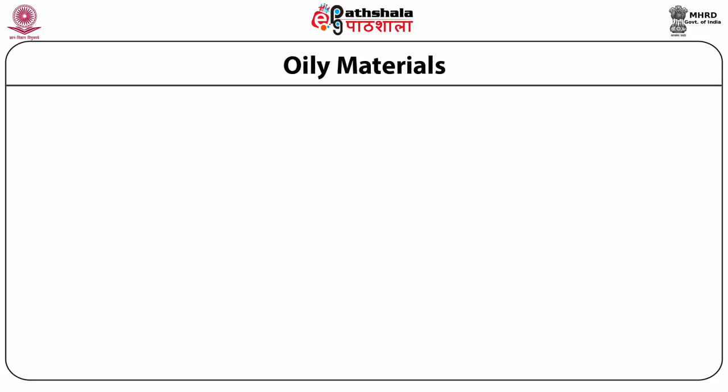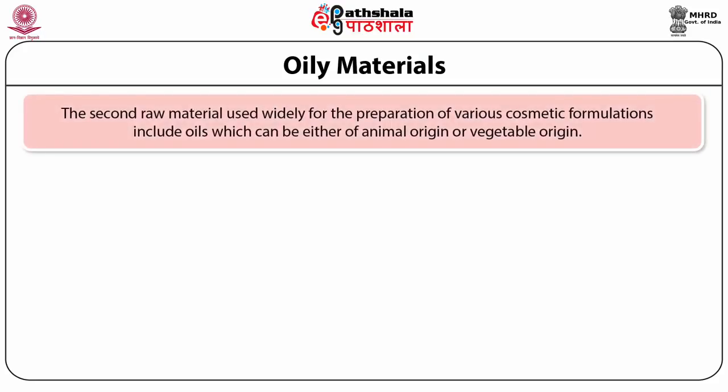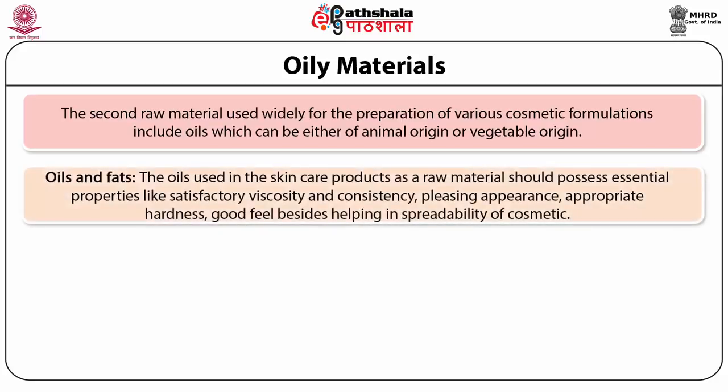Oily materials are another raw material used as a part of cosmetic products. The second raw material used widely for the preparation of various cosmetic formulations includes oils, which can be either of animal origin or vegetable origin, oils and fats. The oils used in skincare products as a raw material should possess essential properties like satisfactory viscosity and consistency, pleasing appearance, appropriate hardness, good feel, besides helping in the spreadability of cosmetics.